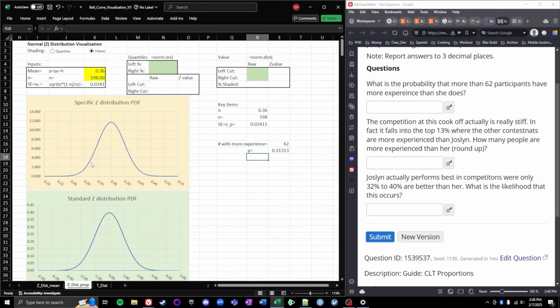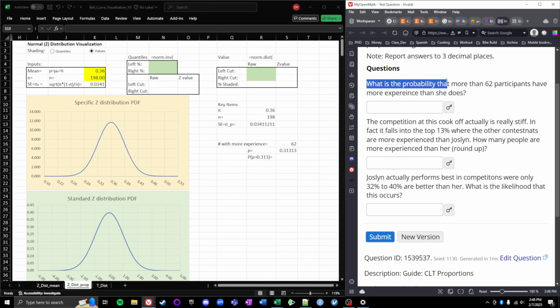So let's write this out in a probability statement. What are we saying? We're saying, what is the probability that this sample proportion is going to be greater than 0.313? This is what we are looking for. If I want to find, I was given a value, right, that of this 62 people, which is equal to this 31%. Now, one of the hardest things with dealing with normal distributions and this approximation stuff when we are dealing with categorical data or these percentages is knowing: is this percentage talking about a quantile, or is it talking about the percentage of participants who have more experience than she does?